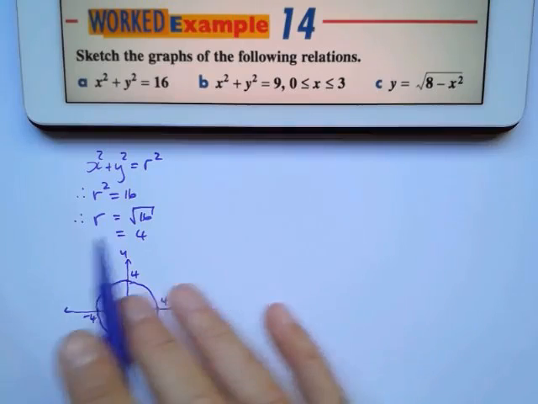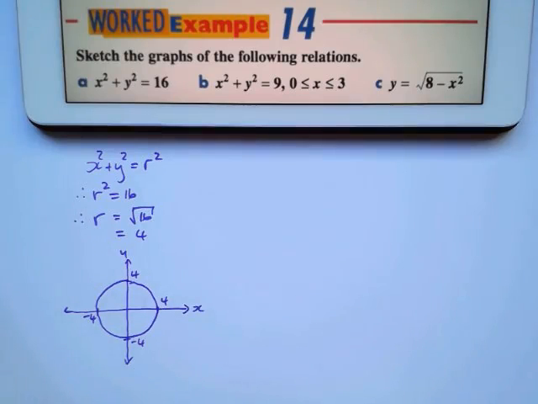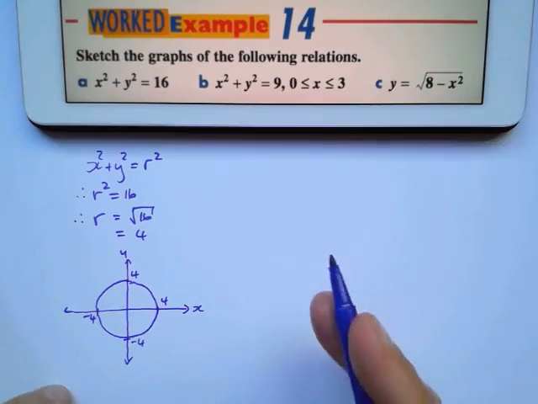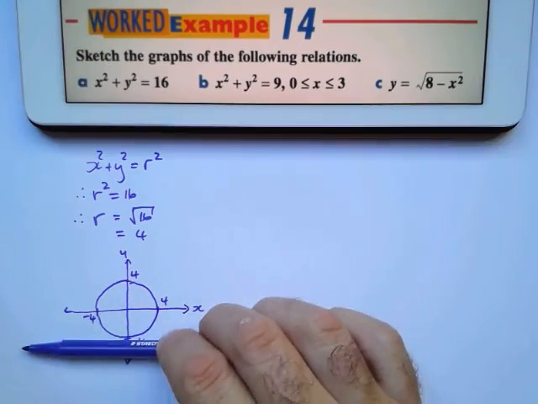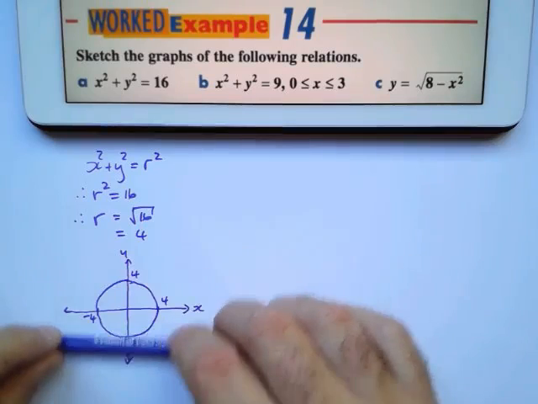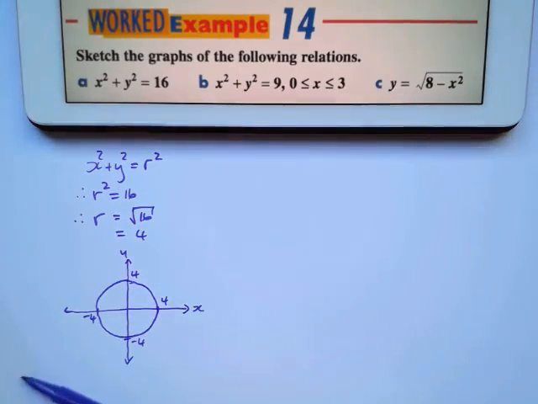We can now see, just off the topic, they didn't ask us for that, but we could have said what our range is. Our range is our y values, which means from negative 4 to positive 4. That's where I get y values. So my range equals, including, negative 4 to positive 4. And the same for my domain. Domain equals from negative 4 to positive 4.